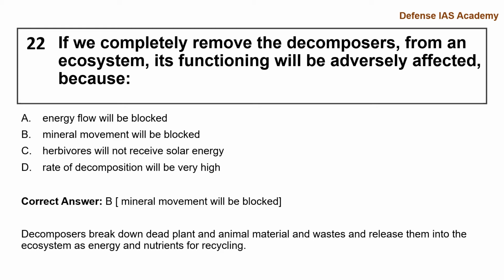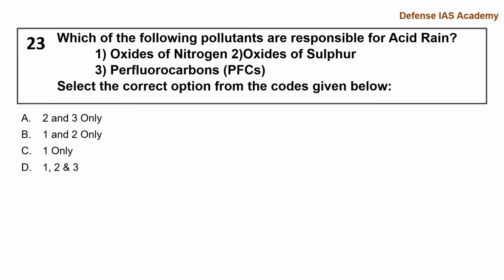Decomposers break down dead plant and animal material and waste and release them into the ecosystem as energy and nutrients for recycling. Question 23. Which of the following pollutants are responsible for acid rain?